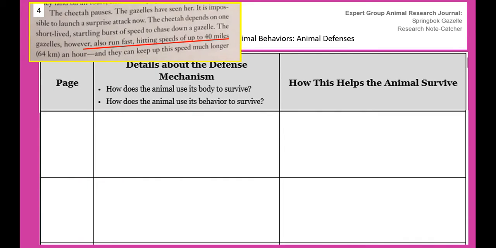In paragraph 4, we heard about another defense mechanism that the Springbok Gazelle has. It is very, very fast. And in the text, it actually says that they can run up to 40 miles an hour. And so we're going to include that information. We found it on page 7. So we're going to put that on our chart, and then in the middle box we're going to write the detail right out of the text. They run up to 40 miles an hour. Pause the video now so that you may have time to complete this in your research journal.